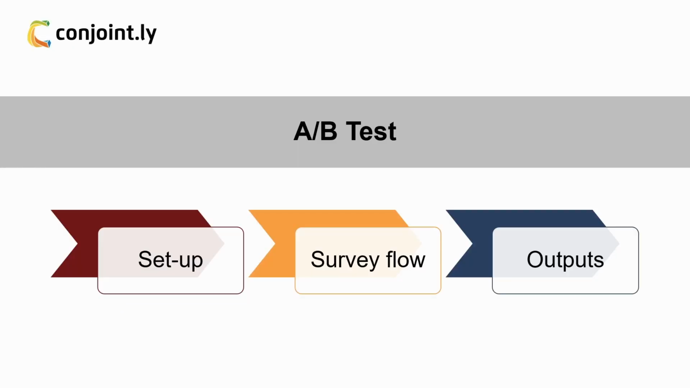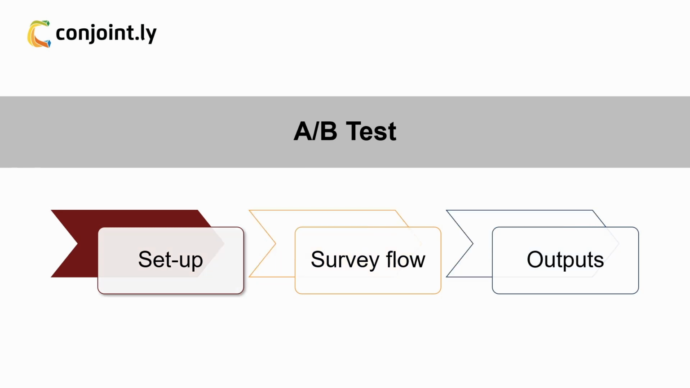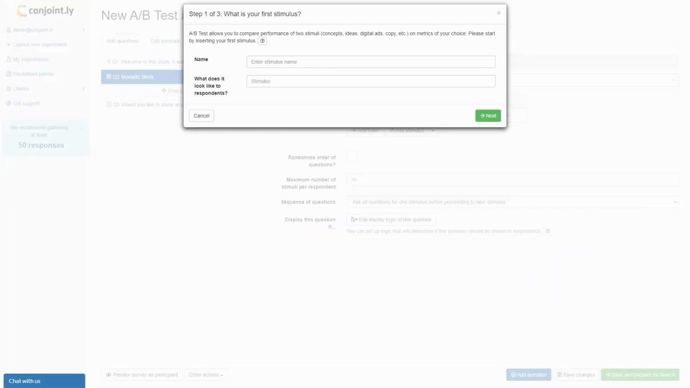This video includes three sections: Setup, Survey Flow, and Outputs. Section 1, Setup. To start setting up the A/B test, you will firstly need to define the two items you wish to test. You can insert the names of the items. Note that this name will not be shown to respondents and is only used internally.